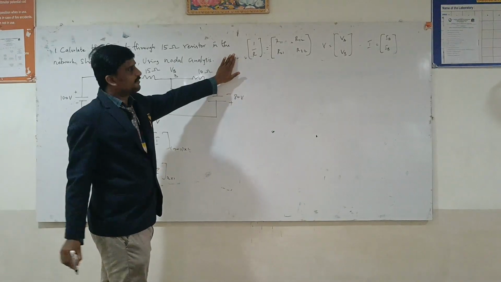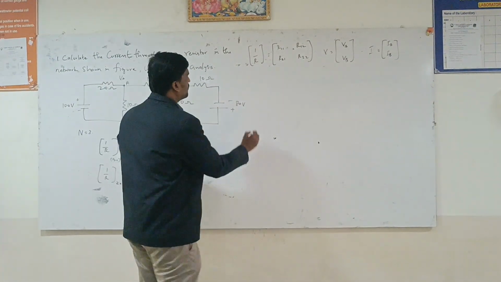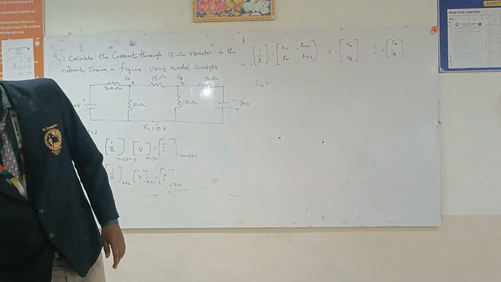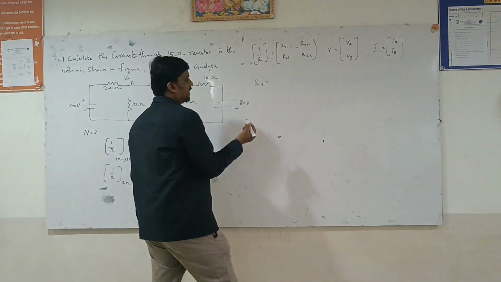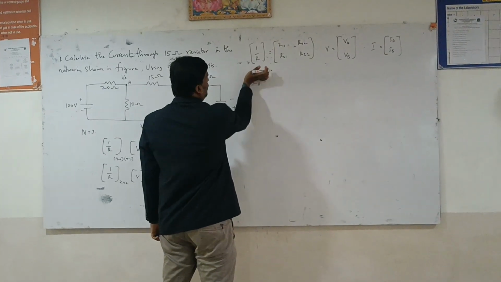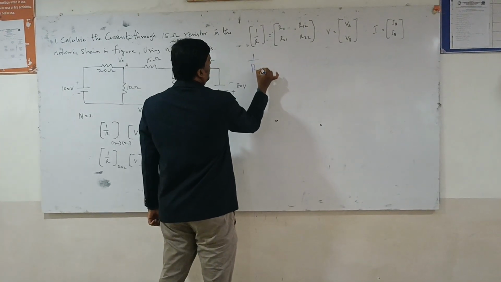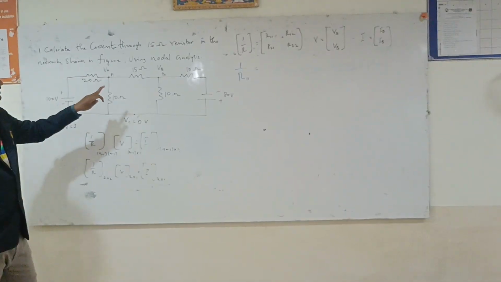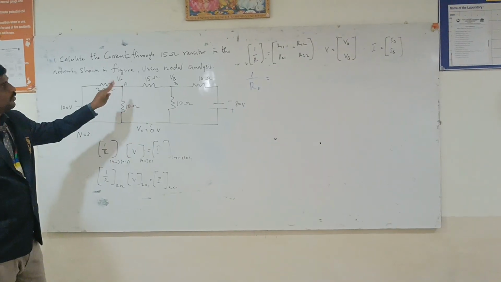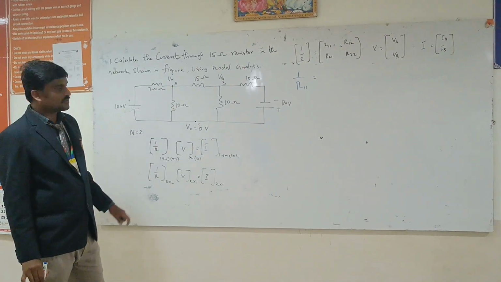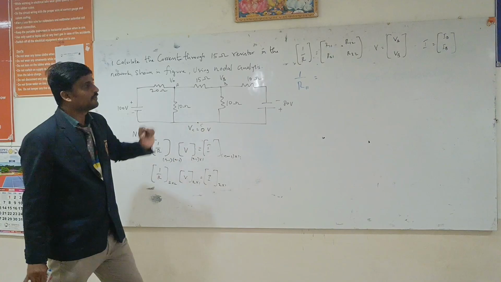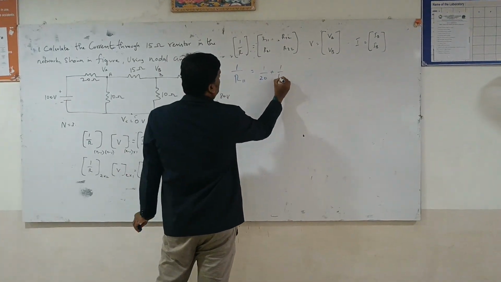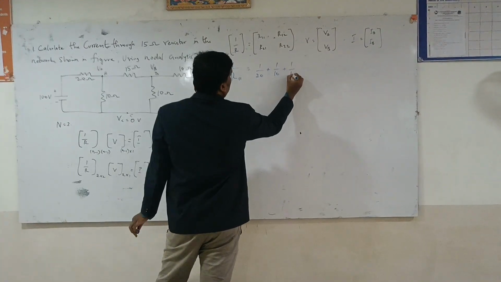First we will find the value for the R matrix. First, 1/R11. 1/R11 is equal to the sum of the reciprocals of all the resistors connected to node 1, which is our first node. The resistors connected are 20, 10 and 15. Therefore it is 1/20 plus 1/10 plus 1/15.